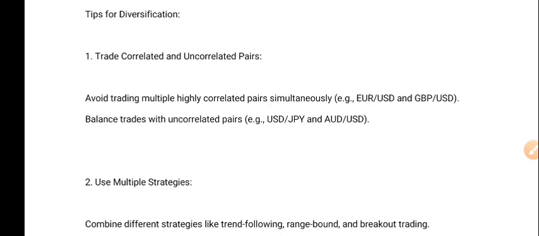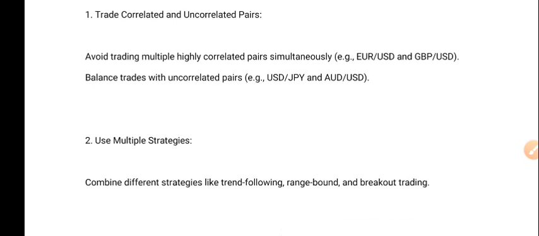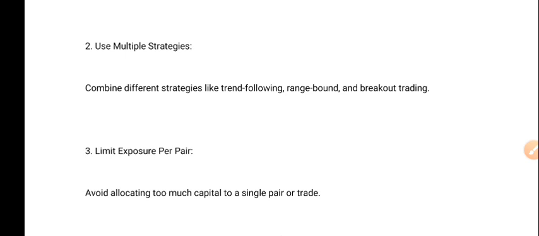So they're saying trade correlated and uncorrelated pairs. Not necessarily everything, but you should not be fixated on just one pair. That's what they're trying to say. So use multiple strategies. Combine different strategies like trend following, range bound, and breakout trade.